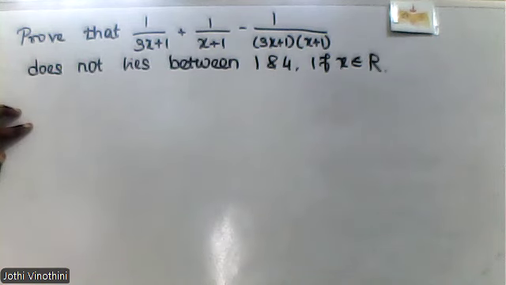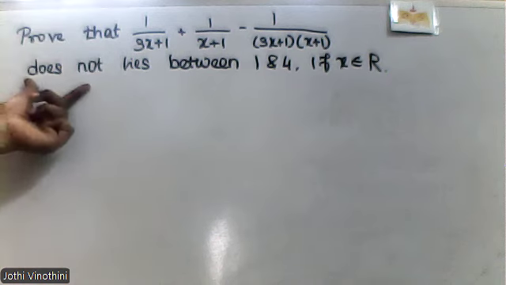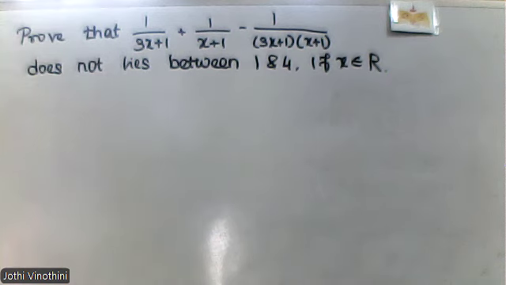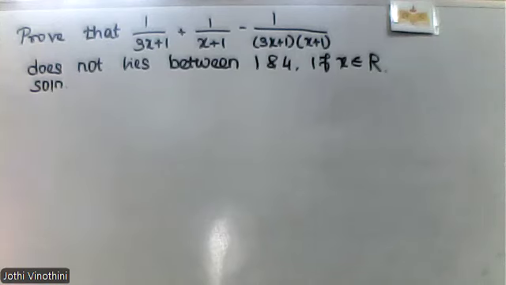Okay? So this sum is much more similar to the sum that we solved in a previous class, but the slight difference is, we are going to prove here, not find the range. We are going to prove x does not lie between 1 and 4. Right? Shall we start solving? Yes. Solution.